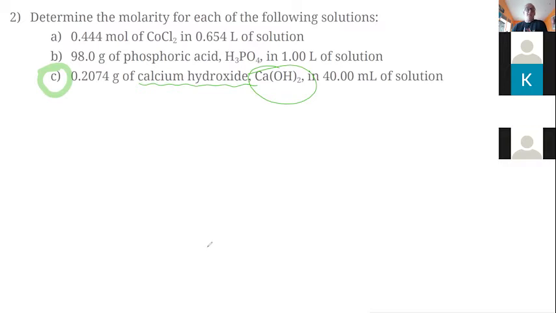Right, I need to know how many moles of calcium hydroxide. I need 2 bits of information, because at the end of it, I want to have moles divided by liters. So I need to know how many moles of calcium hydroxide I have. How do we determine that? How do we convert that mass to moles?